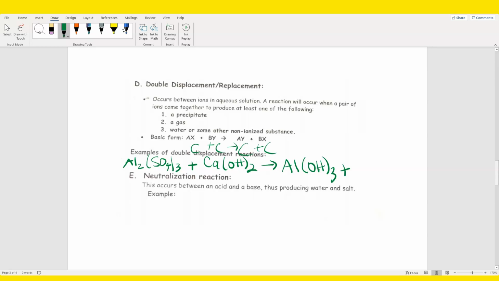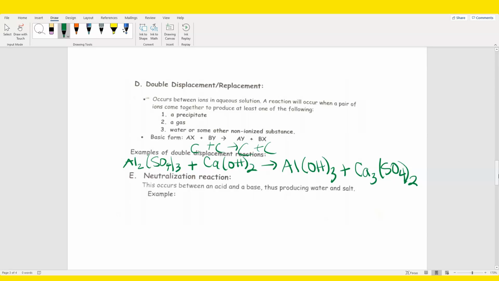Same thing with calcium and sulfate coming together. So whatever the charge on calcium was, it's now going to take on that relationship with sulfate. So your new charges come into this new relationship, this new compound. So that is an example of a double displacement reaction.